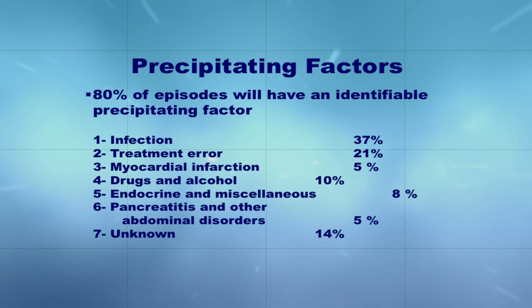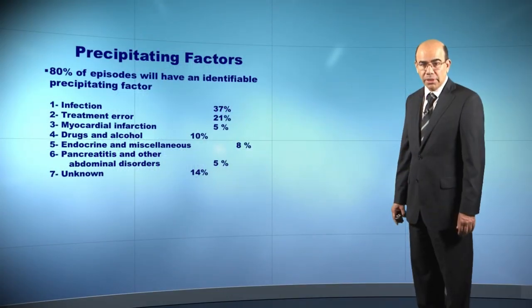Pancreatitis and other abdominal emergencies and stresses, such as gastroenteritis, can be a precipitating factor of DKA. And sometimes we do not see a precipitating factor for such a condition.